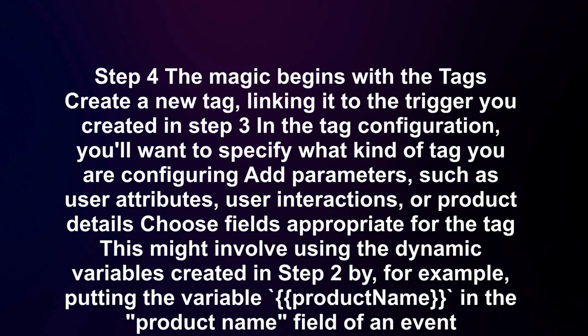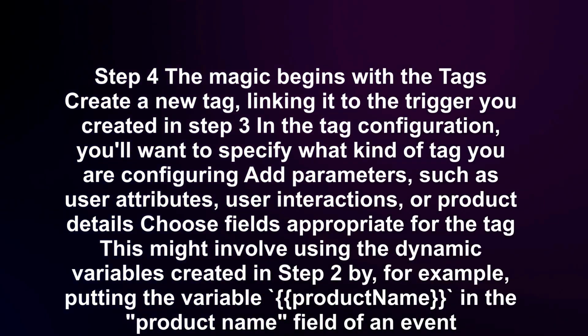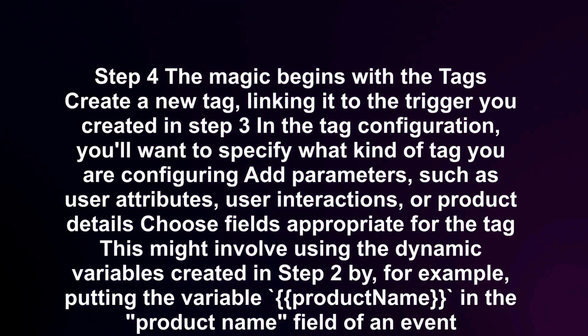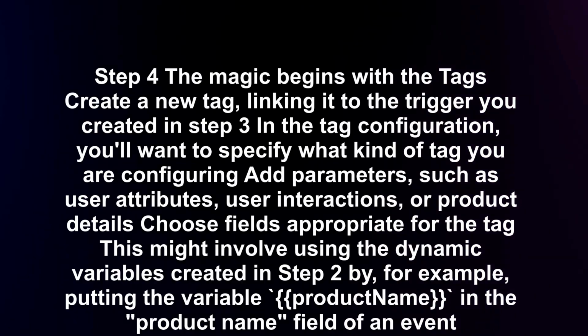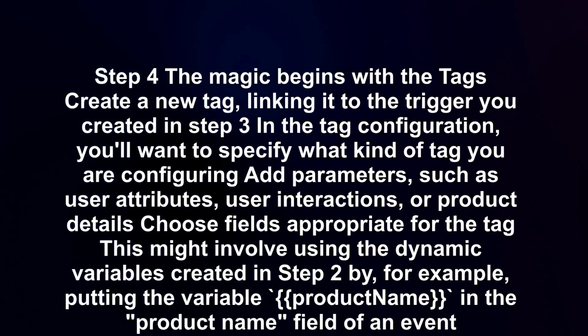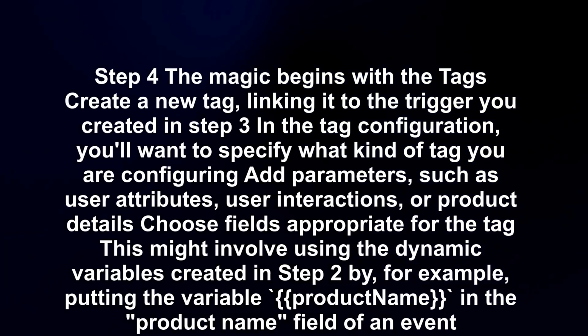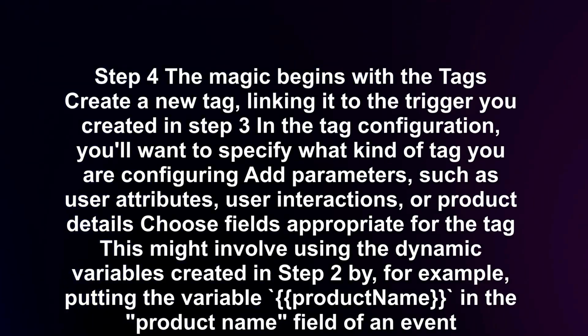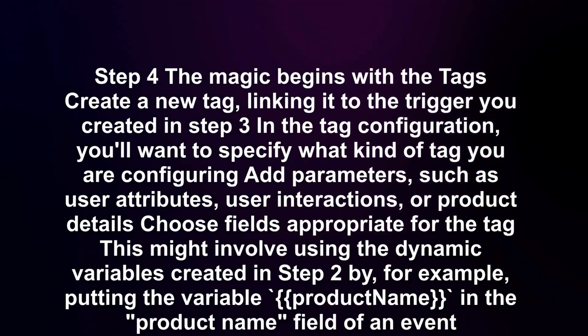Step 4. The magic begins with the tags. Create a new tag, linking it to the trigger you created in Step 3. In the tag configuration, you'll want to specify what kind of tag you are configuring. Add parameters, such as user attributes, user interactions, or product details. Choose fields appropriate for the tag.